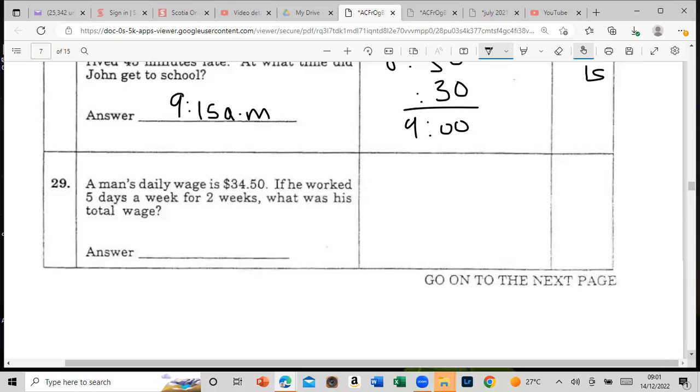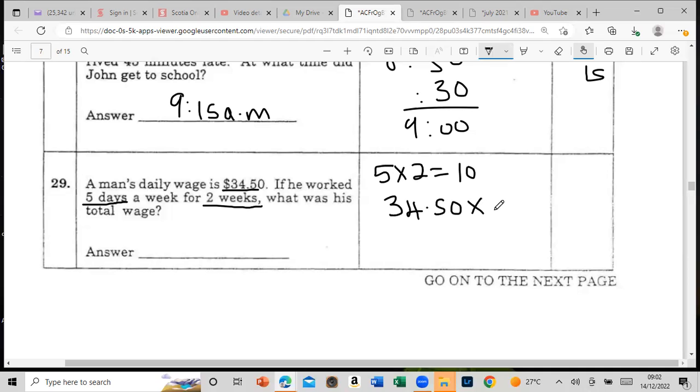Let's go. So it says a man's daily wage. So daily means per day. He's going to get $34.50. We can work it out two ways. It's 5 days a week. So the total for 2 weeks would be how many days? Each week you work 5 days. So how many do you work in 2 weeks? We just say 5 times 2. So that's 10. So you worked a total of 10 days. Since his daily wage is $34.50, you simply multiply it by 10.